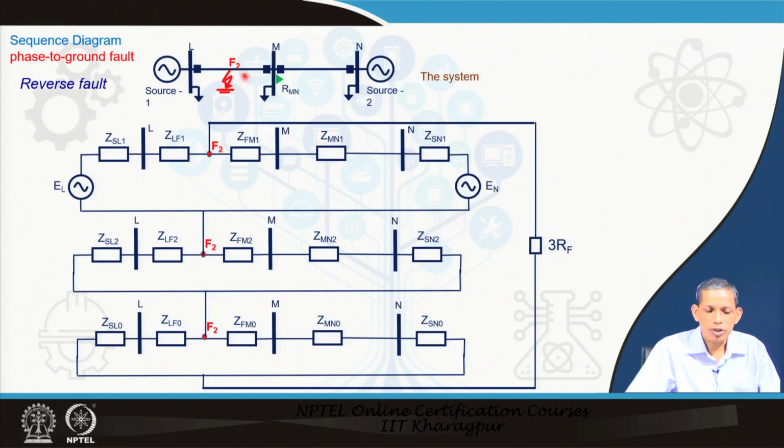Now, when this corresponding fault happens to be phase to ground, like AG fault, BG fault or CG fault, then in that case we know that the positive, negative and zero sequence networks will be connected in series with fault resistance being R_f, 3R_f will be connected.